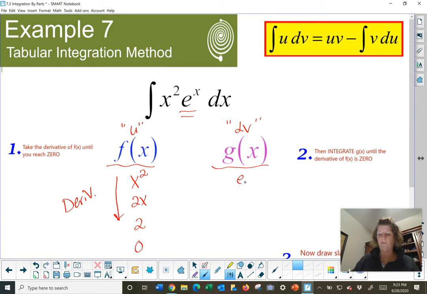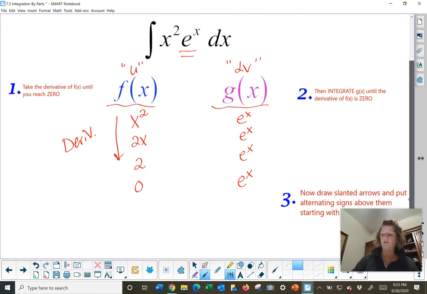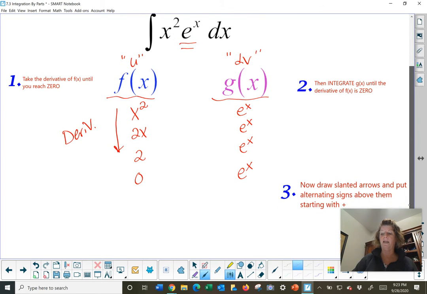So I'm going to start off with e to the x. I'm going to integrate it, I get e to the x. I'm going to integrate it, I get e to the x. I'm going to integrate it, and I get e to the x. I'm going to make my right-hand column equal to the left-hand column as far as the number of terms that I did. The third step is to now draw slanted arrows and put alternating signs above them, starting with a positive.